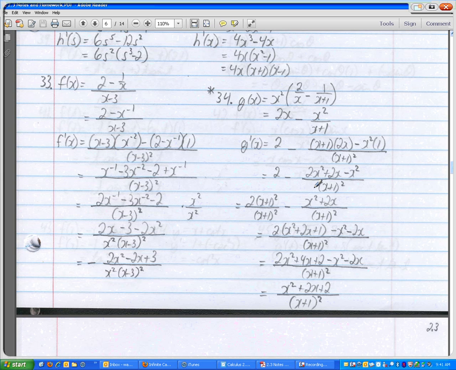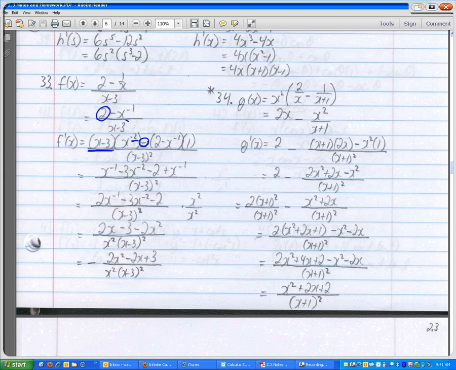All right, so f prime of x equals quotient rule: the bottom, x minus 3, times the derivative of the top. The derivative of 2 is 0. The derivative of negative x to the negative 1, use the power rule. So exponent times coefficient, negative 1 times negative 1 is a positive 1. x, subtract 1 from the exponent, negative 1 minus 1 is negative 2. So that's the bottom times the derivative of the top, minus the top, 2 minus x to the negative 1, times the derivative of the bottom.